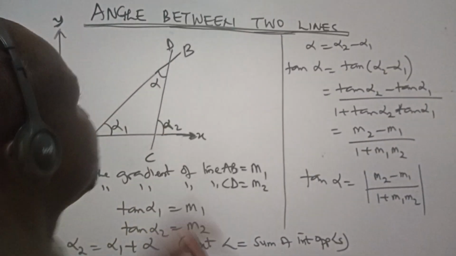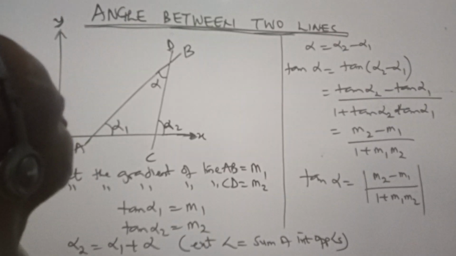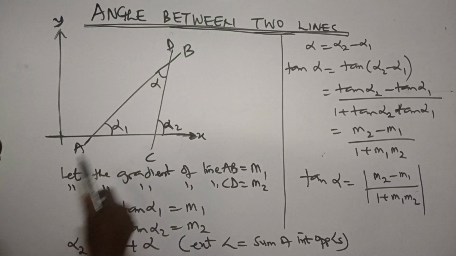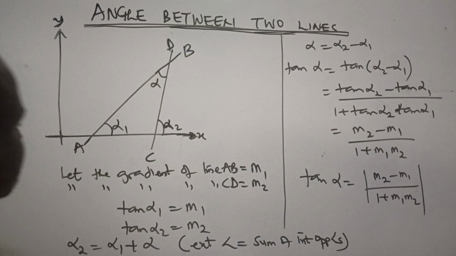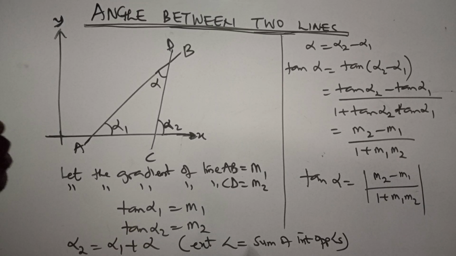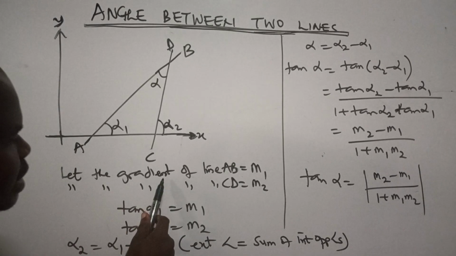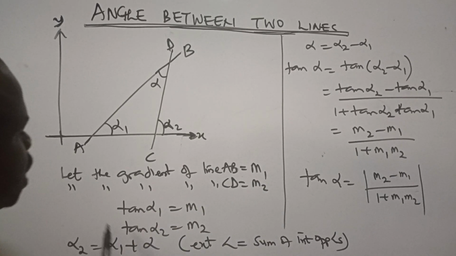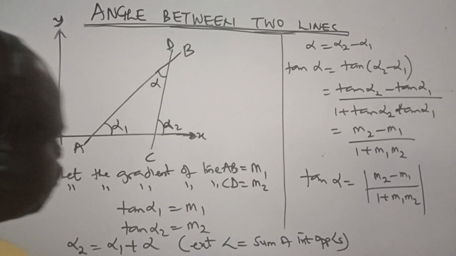Today, we want to talk about the angle between two lines. As we have it on the board, there are two lines here, line AB and CD. We have talked about the slope, angle of slope. In this case, if we let the gradient, which is the slope of AB, be equal to M1, and the gradient of the line CD, the second line, be equal to M2.